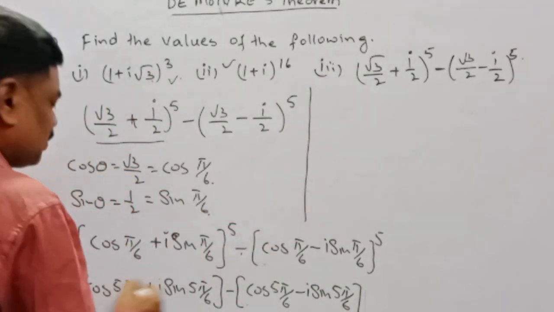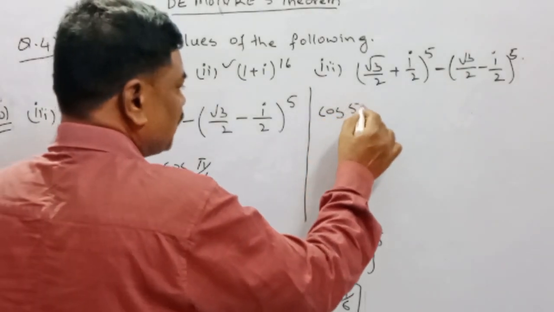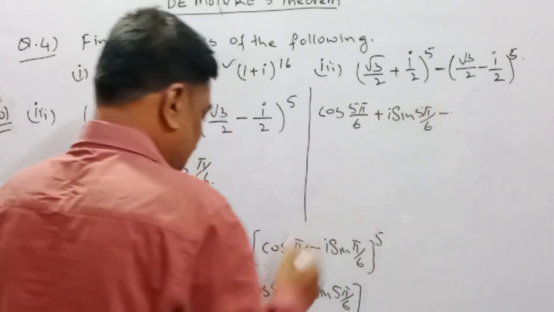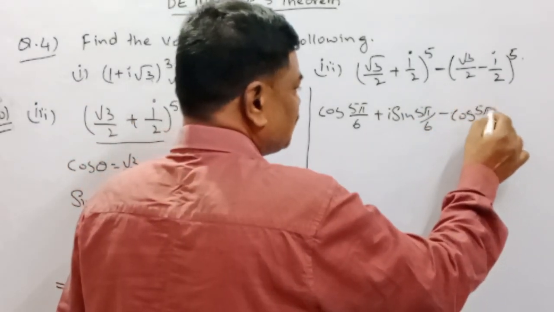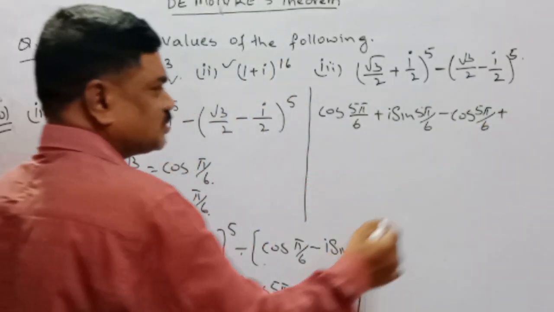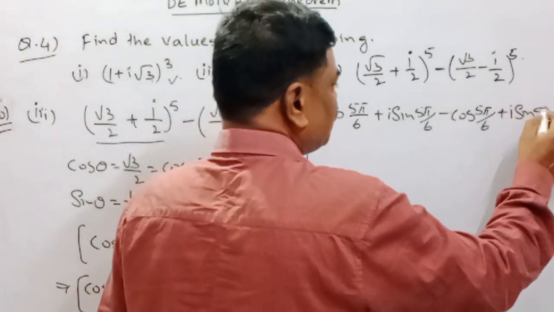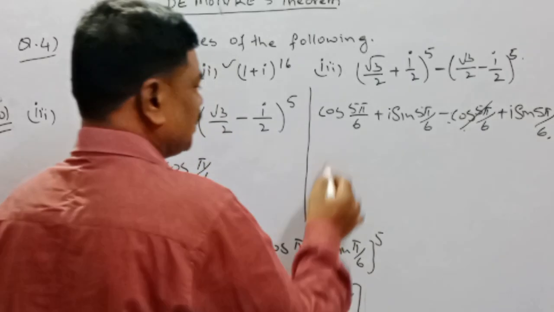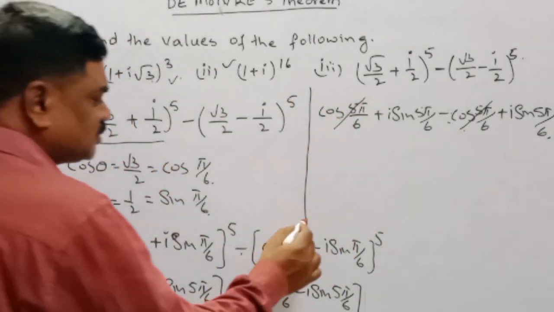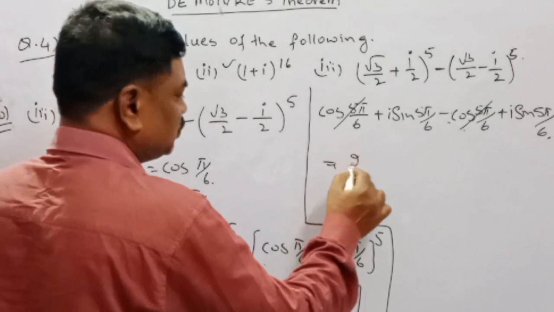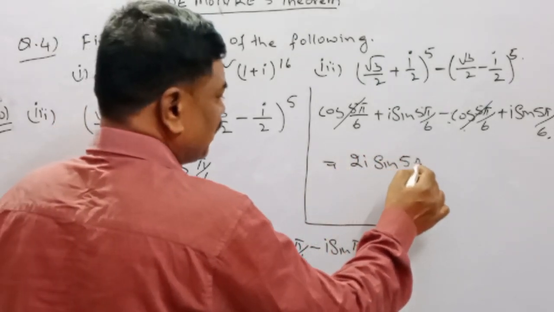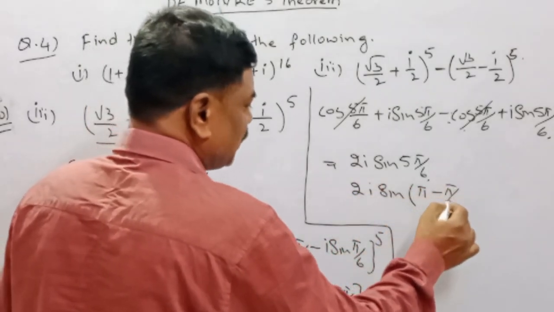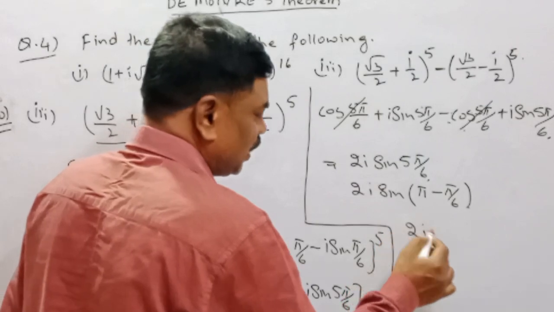Then we can write cos 5π/6 + i sin 5π/6 minus cos 5π/6 minus i sin 5π/6. Here minus cos 5π/6 and plus cos 5π/6 cancel. Then what is the remaining? 2i sin 5π/6, which is 2i sin(π − π/6).